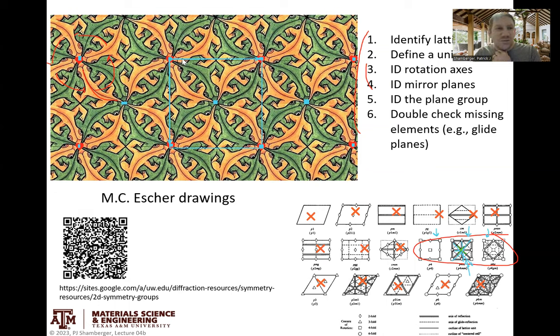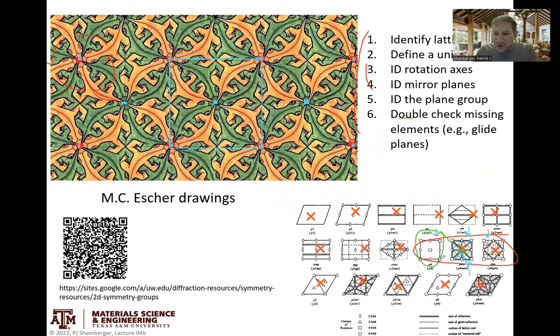P4G also has mirror planes, but they're sort of diagonally from one midpoint to another midpoint. They would be along these lines. Again, that would mean that this orange lizard here would have to have two heads. I would have that head and it would reflect across and I would see another orange head, and I don't see that. So I do not see any mirror planes in this pattern. And that means that I have to have plane group P4.